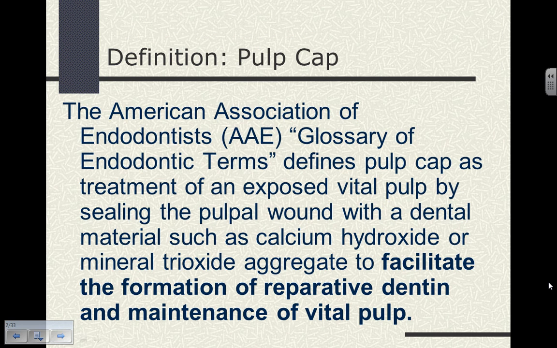What is pulp capping? Well, the definition of pulp capping from the American Association of Endodontists, from their glossary of endodontic terms, is a treatment of an exposed vital pulp by sealing the pulpal wound, the exposure, with a dental material such as calcium hydroxide or mineral trioxide aggregate to facilitate the formation of reparative dentin and, most critically, the maintenance of a vital pulp.